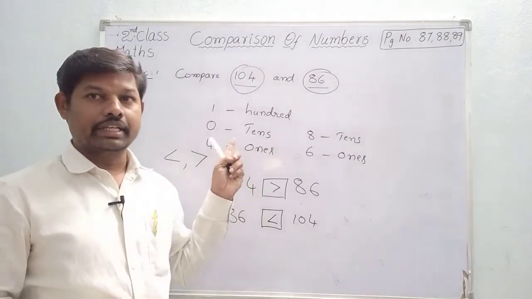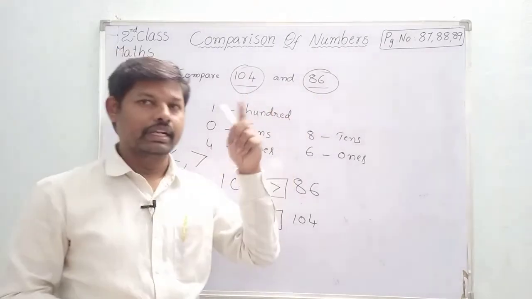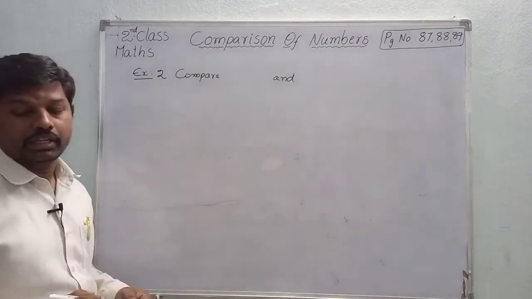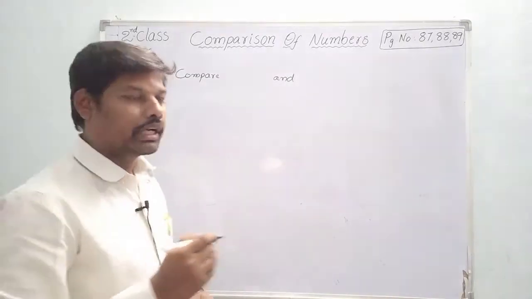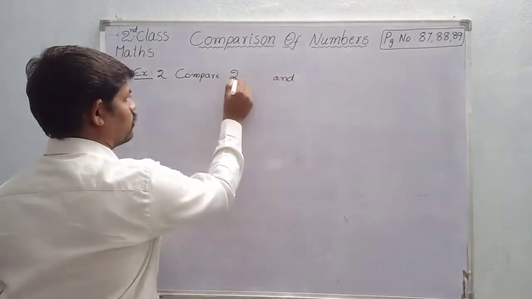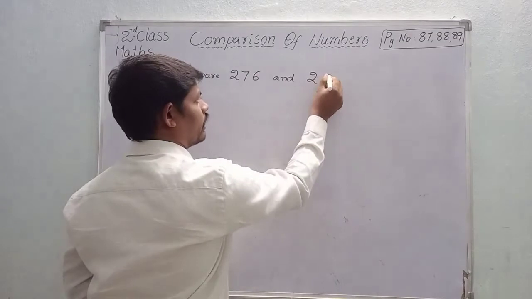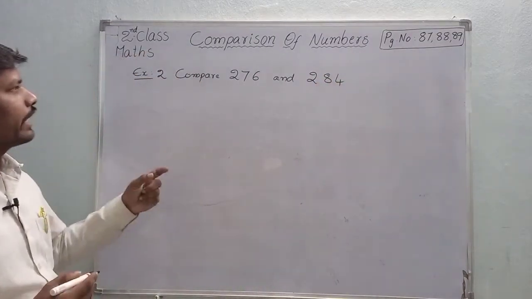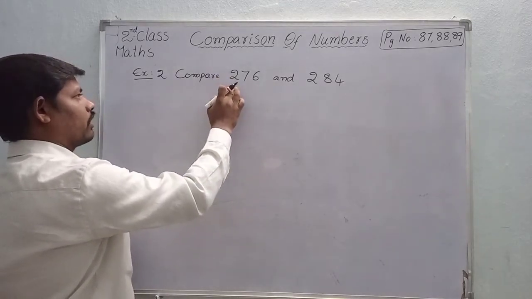Let us see example 2. If the number of digits are equal, how to compare? Let us see. Example 2. Compare 276 and 284. Now let us write how many ones are there, how many tens are there, how many hundreds are there.